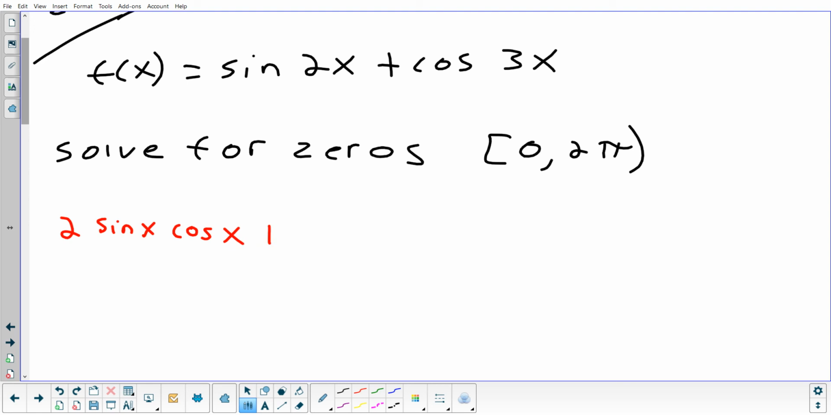Now, that's a double angle identity that she used. Do we know a triple angle identity? There is one. We don't know it. I mean, there's a triple angle, there's a quadruple angle, there's as many as you want. But we don't know the triple angle one. So what we're going to have to do is break this down kind of one step at a time. What's another way of thinking of 3x?